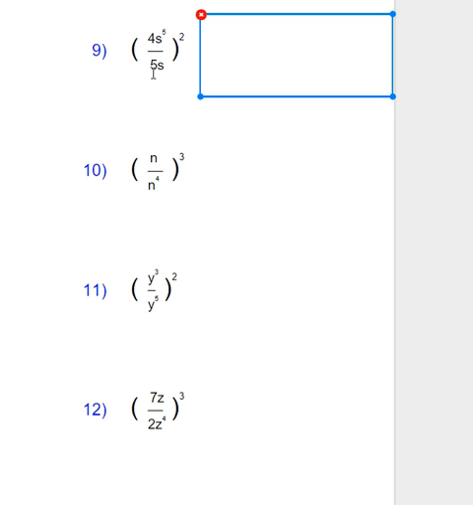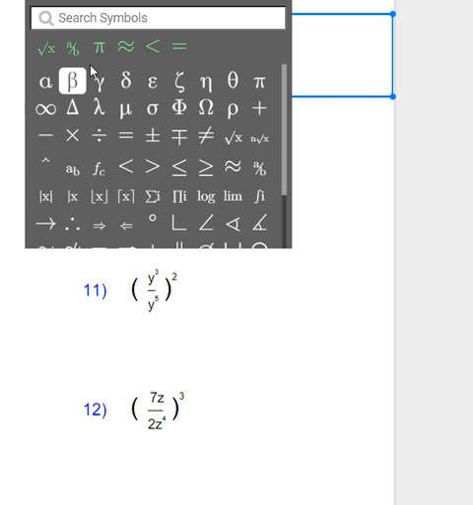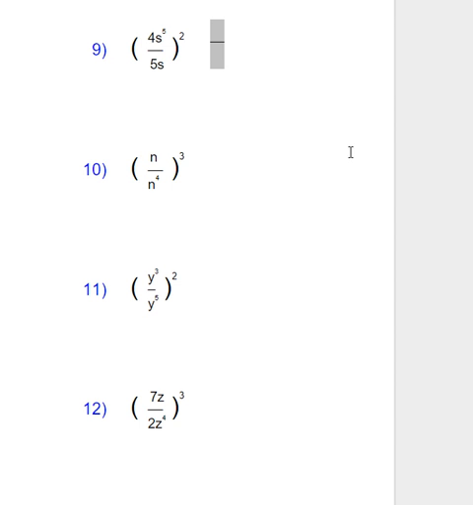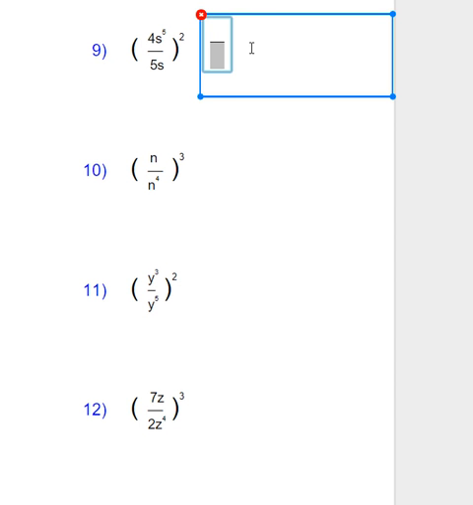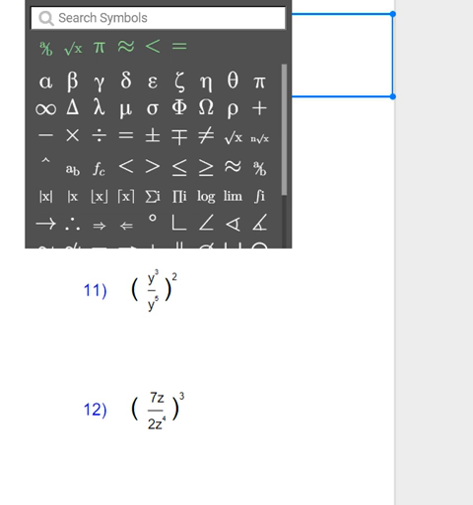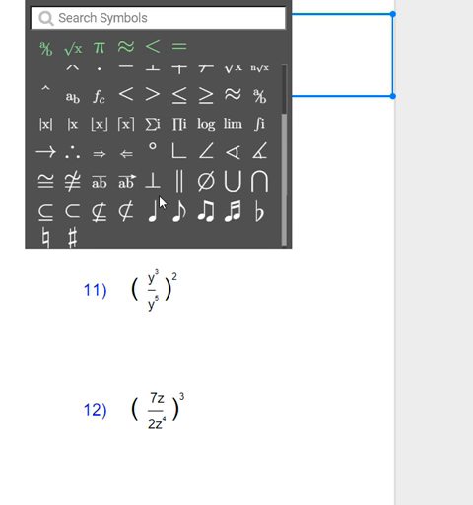So this problem says that I need to do 4s to the 5th power over 5s and take that whole thing and square it. So the first thing I'm going to do is find if I can do a fraction right here. Okay, so I have my numerator here. I'm going to do 4s, and I'm going to choose an exponent.